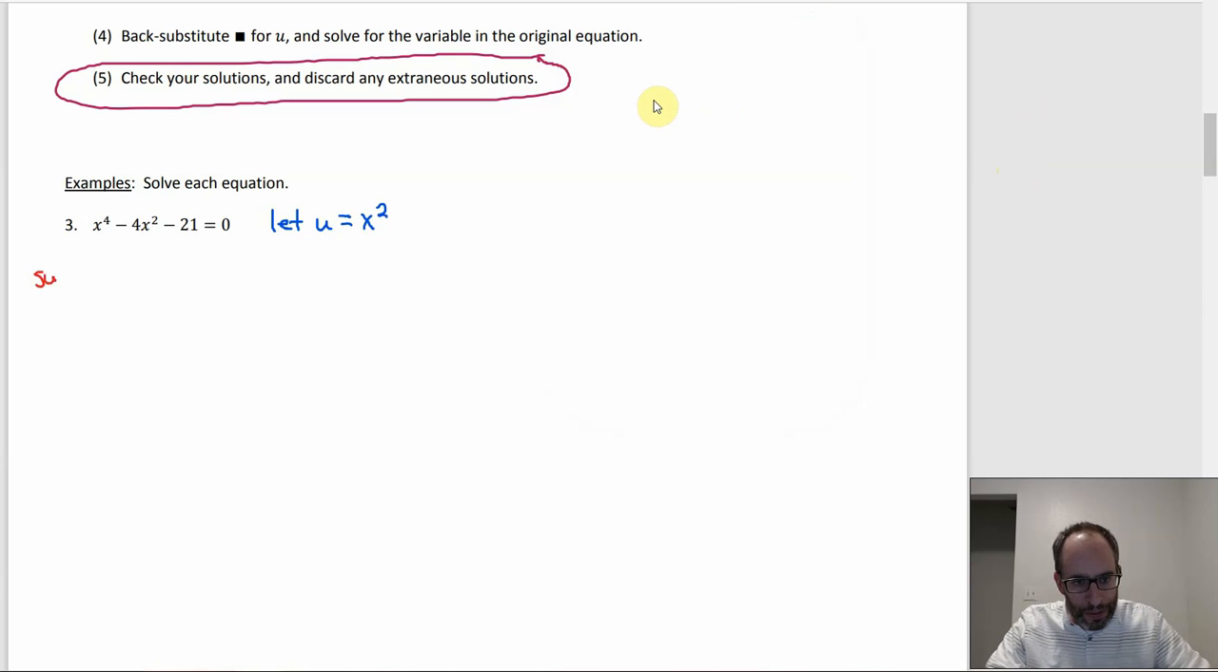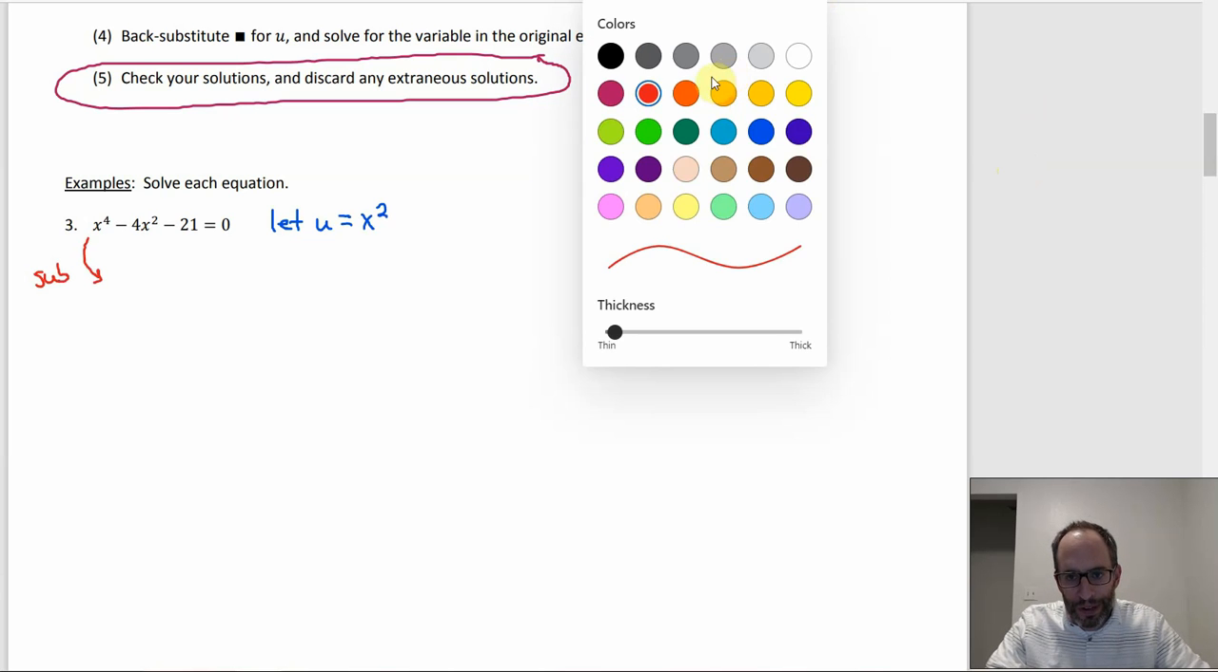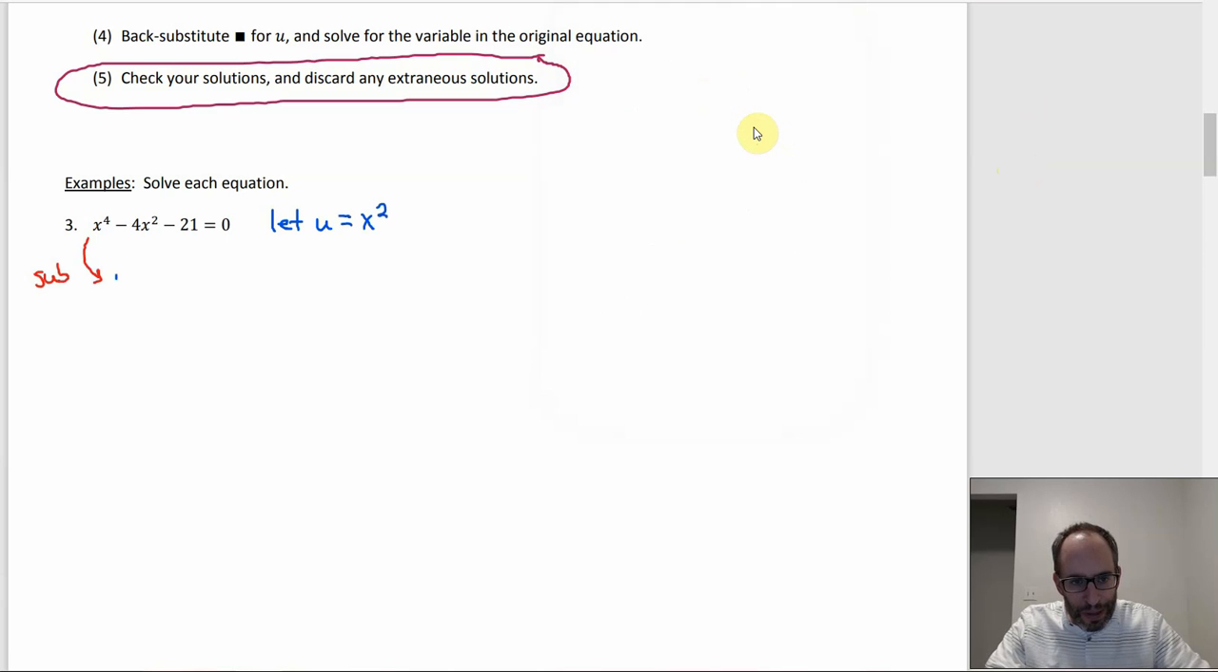All right, so sub from there, which would then be u squared minus 4u minus 21 equals 0. And then this factors, right? You would need a pair of factors of negative 21 that add up to negative 4, so that's negative 7 and 3. So you'd have u minus 7 times u plus 3 equals 0. So that means that u minus 7 equals 0, or u plus 3 equals 0.